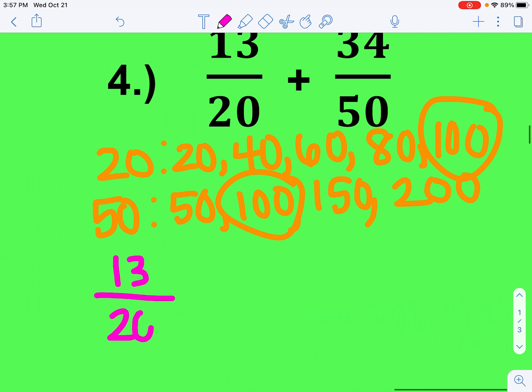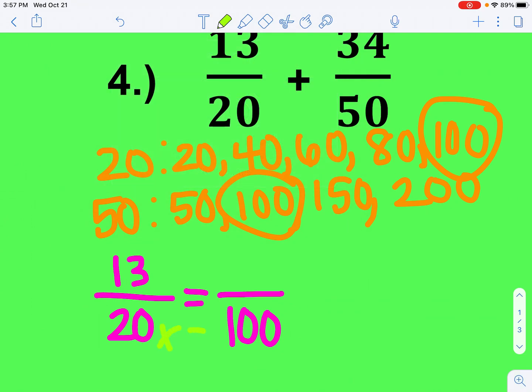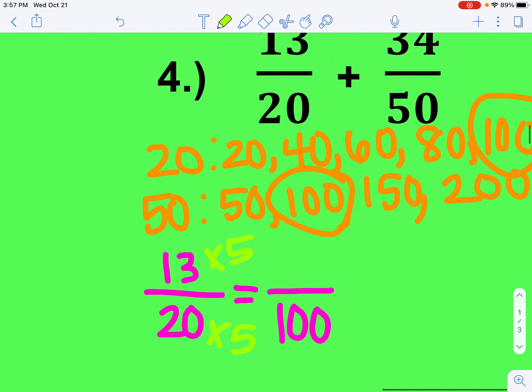So now let's figure out what our new fraction is. 13 over 20, I know my denominator is 100. 20 times what gives me 100? Right, 20 times 5. So now I need to do 13 times 5. And I don't know about you, but I don't have that fact memorized. So let's just do it off to the side. 5 times 3 is 15. 5 times 1 is 5, plus 1 is 6. So I have 65 over 100.